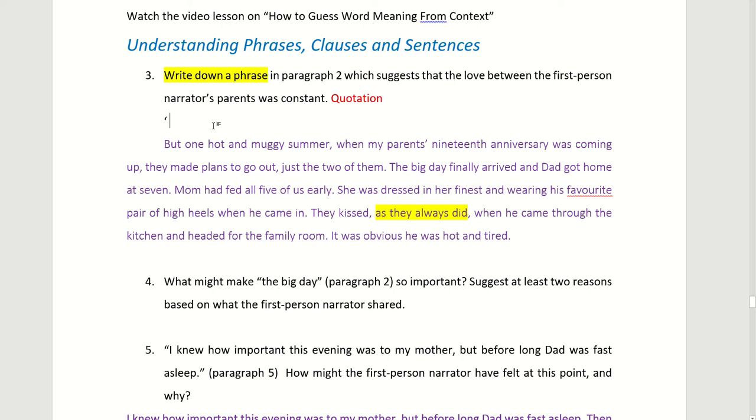So, copy accurately. "As they always did." Then, okay? So this is the answer for this quotation question.